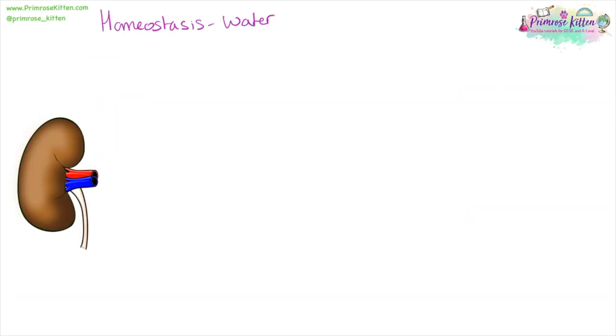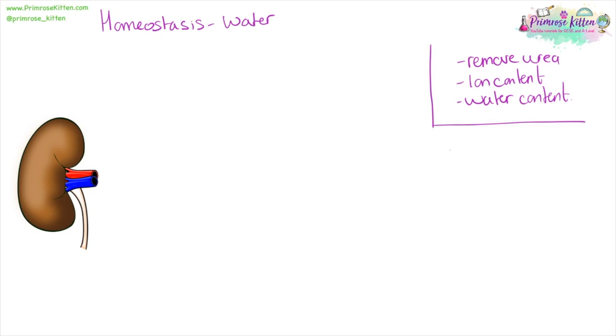The kidneys have three functions. They remove urea. They control the ion content. And they control the water content of the blood. There are three ways we can lose water from our body: in urine, in sweat, and when we breathe out.